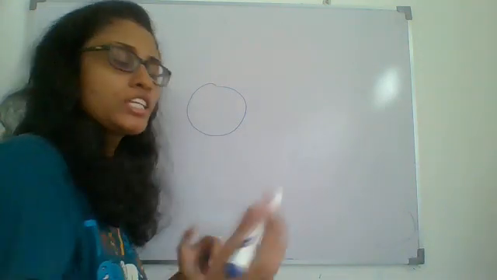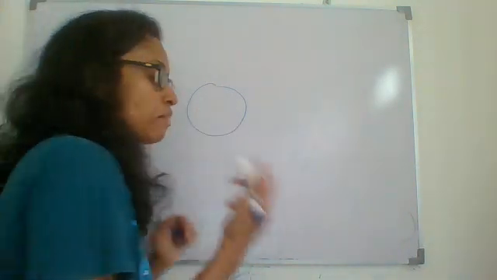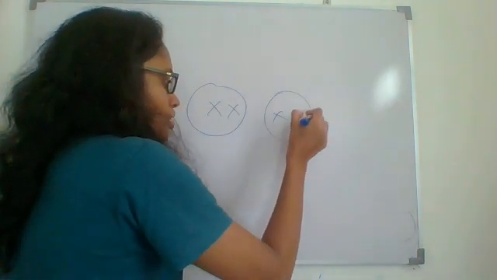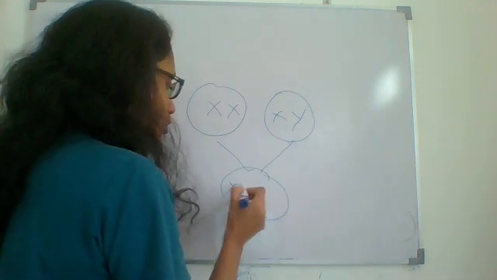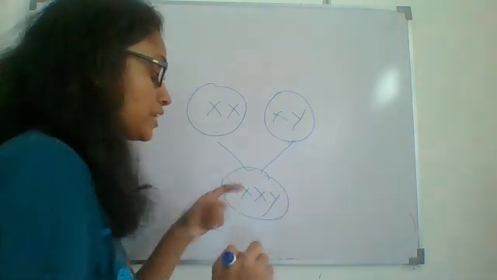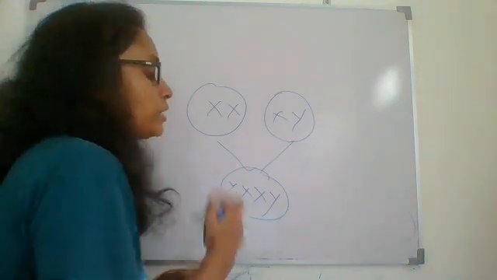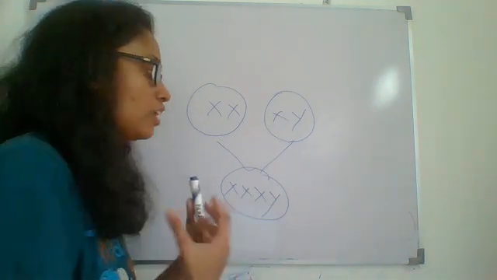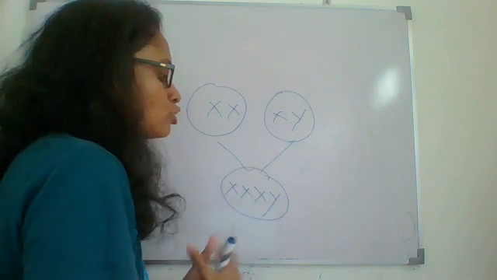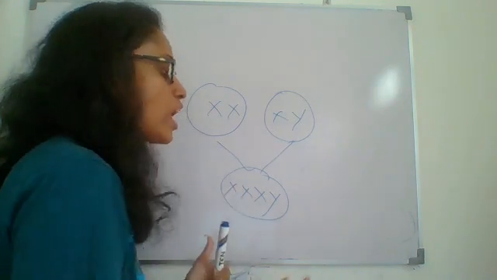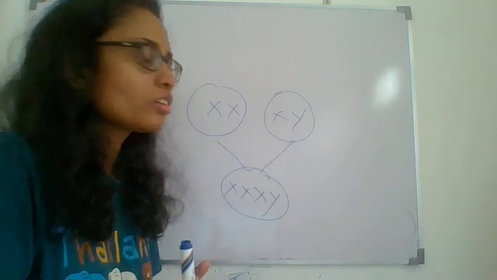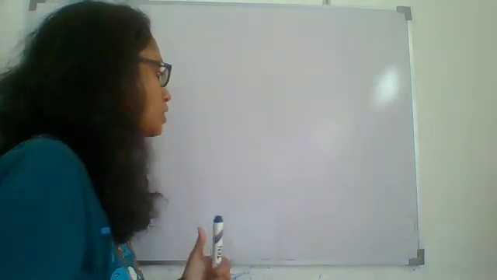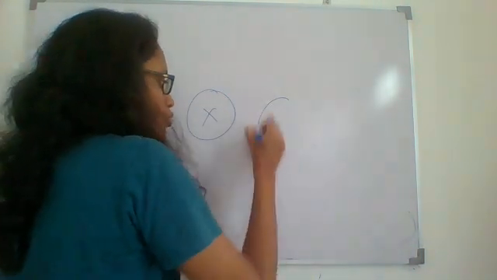Let's see what happens if the gametes also contain two chromosomes. The zygote will contain how many chromosomes? For sex determining, it may have 4 sex determining chromosomes, but it cannot be, because the zygote should also have two chromosomes. So for that, these gametes should contain only one chromosome.